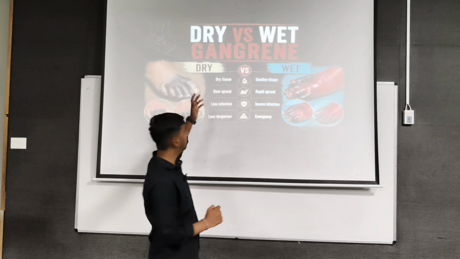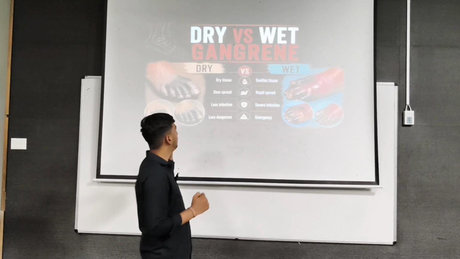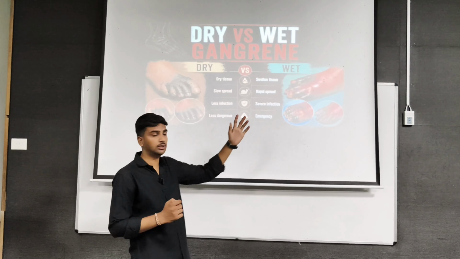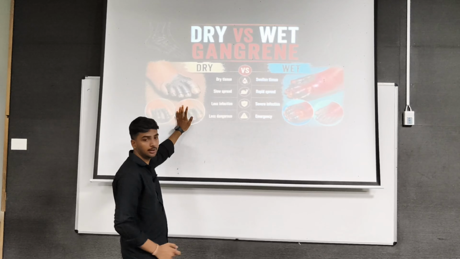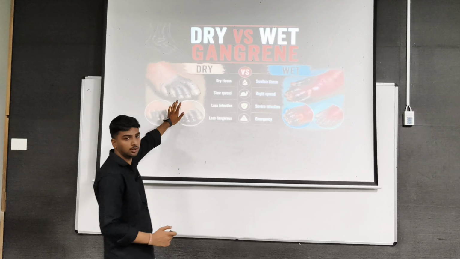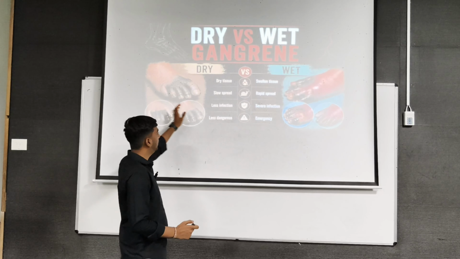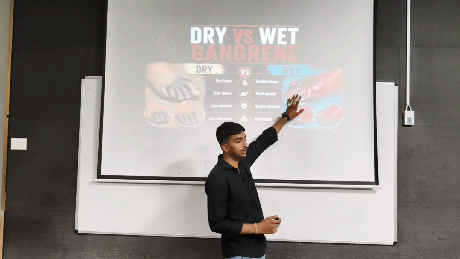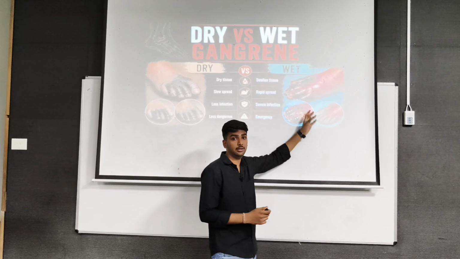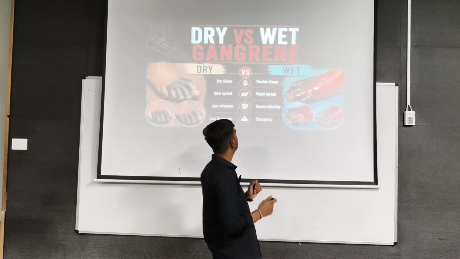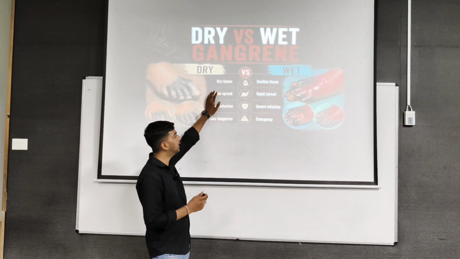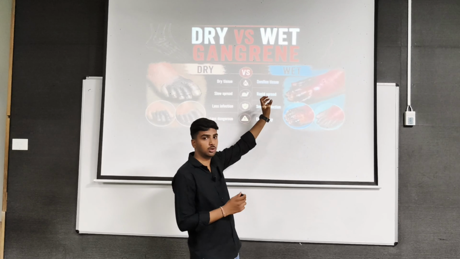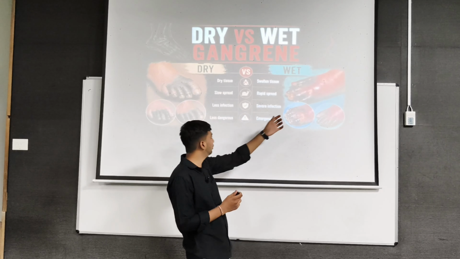Now we'll see the difference between dry gangrene and wet gangrene. As you can clearly differentiate between the images, this is the dry gangrene. In this it is black in color and shriveled, and this is wet gangrene. It is wet and swollen over the affected areas with pus formation, and it has a foul smell. In this the tissues are dry, and in this the tissues are swollen with pus formation.